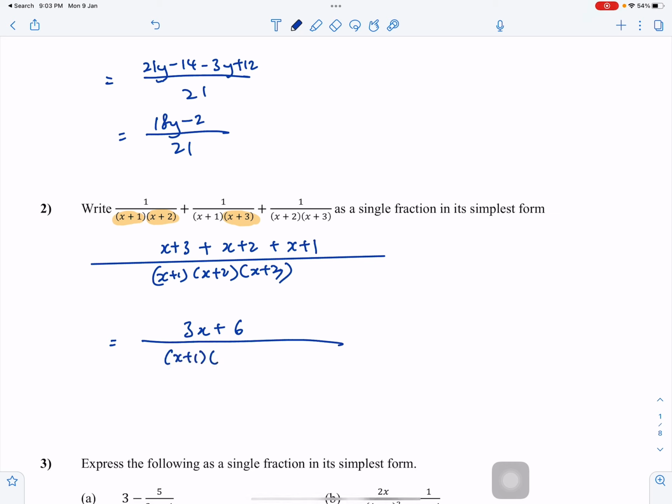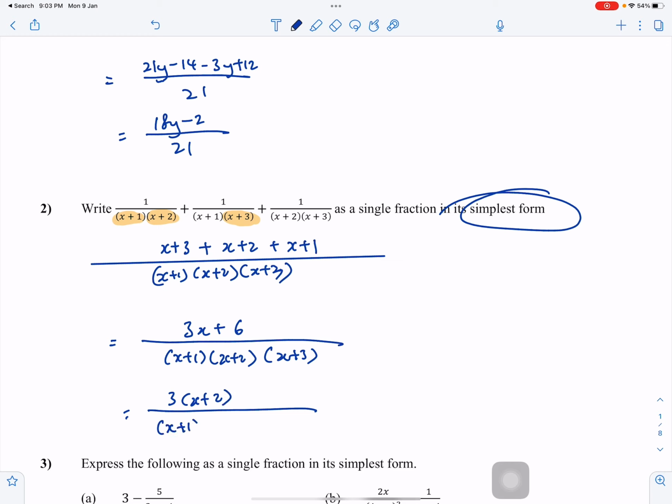You will see that from here, because they say it's the simplest form, you need to factorize a 3 out from here. So there you go. You can cancel this and you should be able to get this answer over here. Okay, let's move on to the next question.